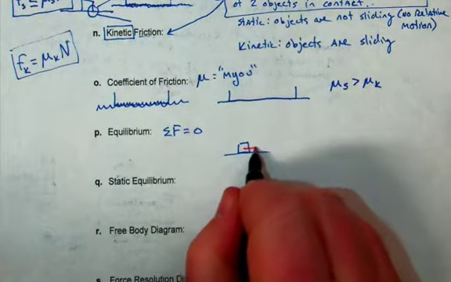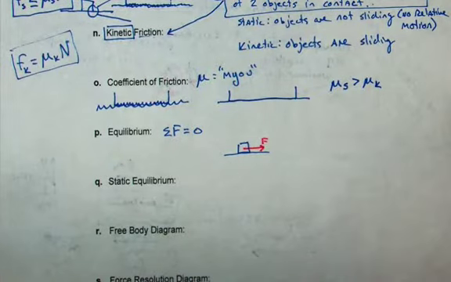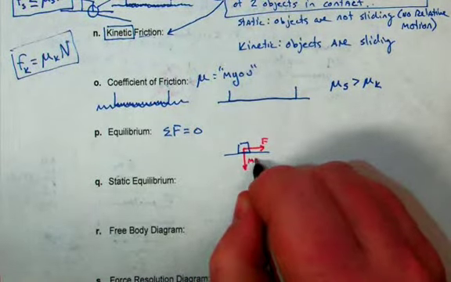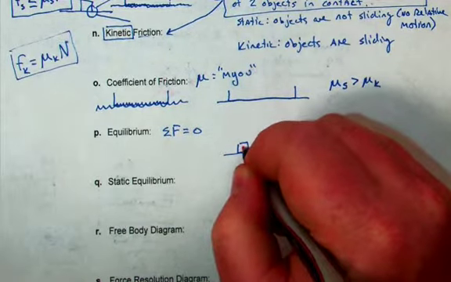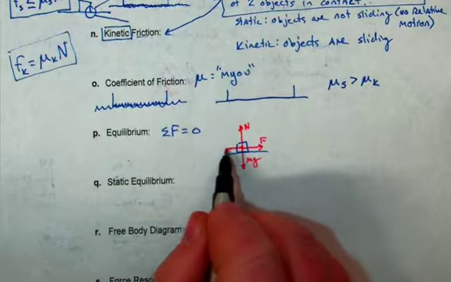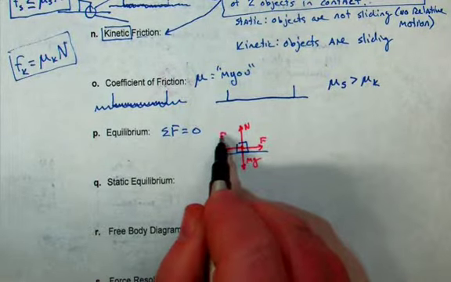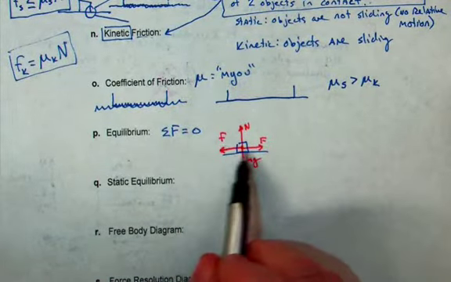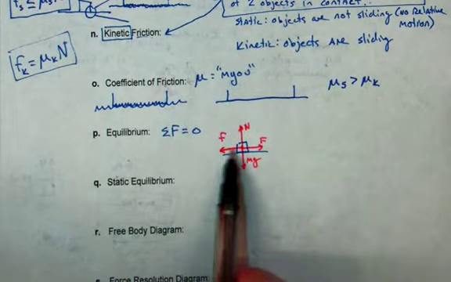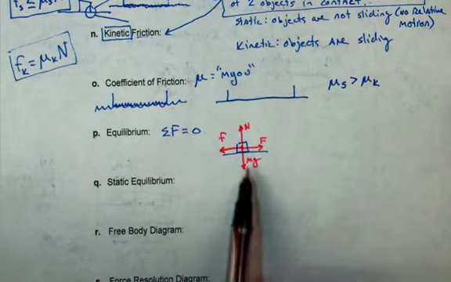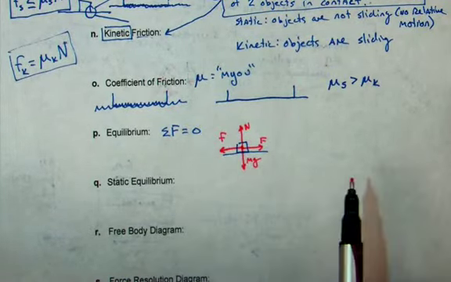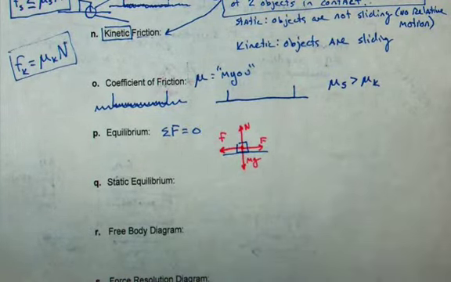You might have a force from me pushing it. I'm going to call that F. You would have the weight of the block. That would be down. You would have the normal force, which is always perpendicular to the surface. And then let's say there's friction on the surface and it's sliding or it's at rest. You don't really know based on looking at this, but you can see that friction in this case is equal to the force that I'm applying. The weight is equal to the normal force. So the sum of the forces is 0. That object is in equilibrium.